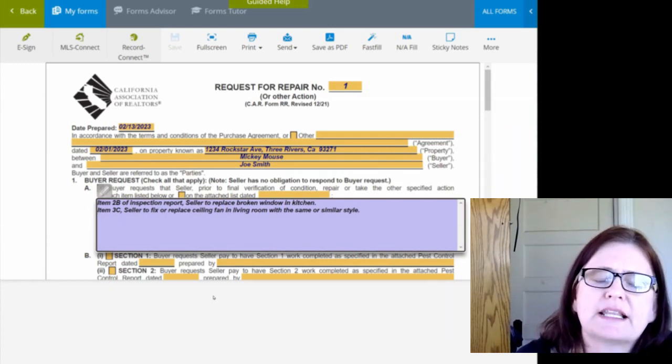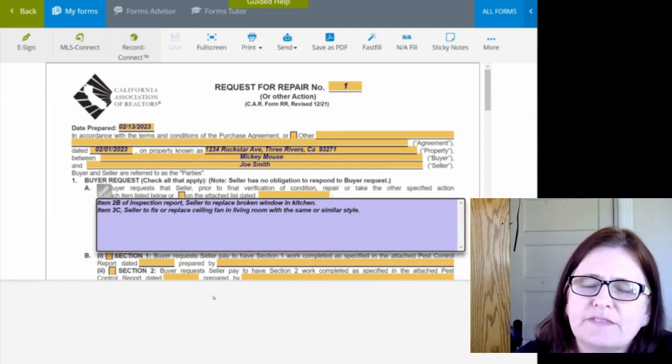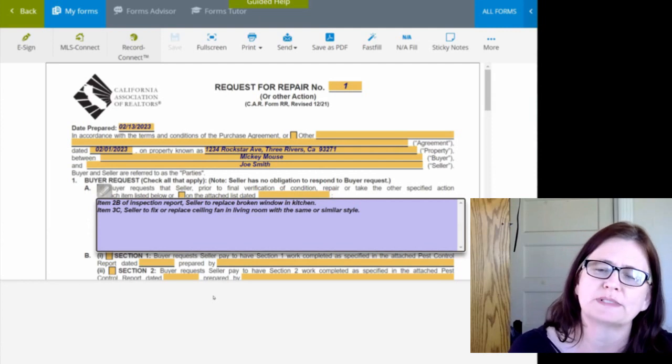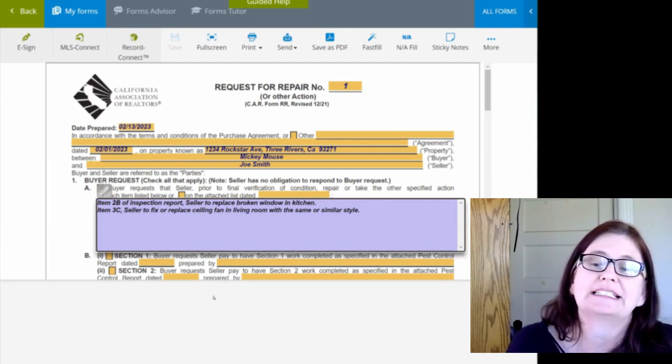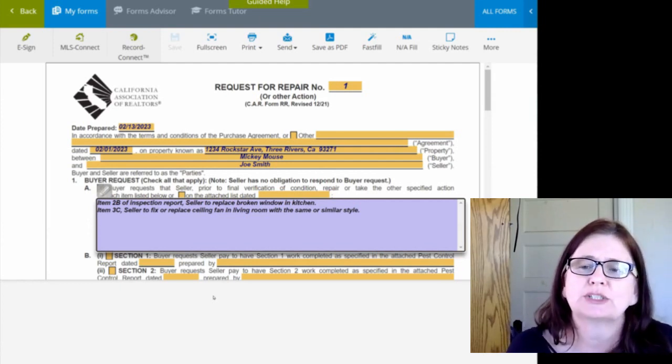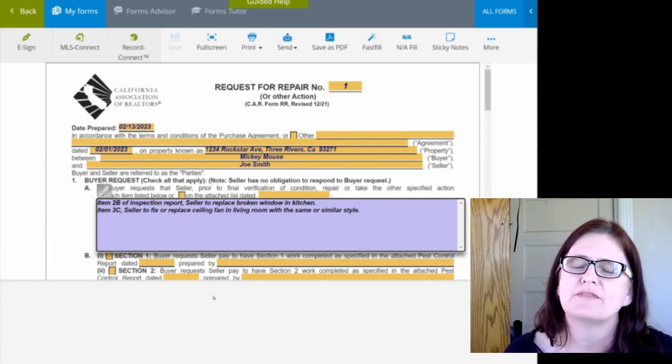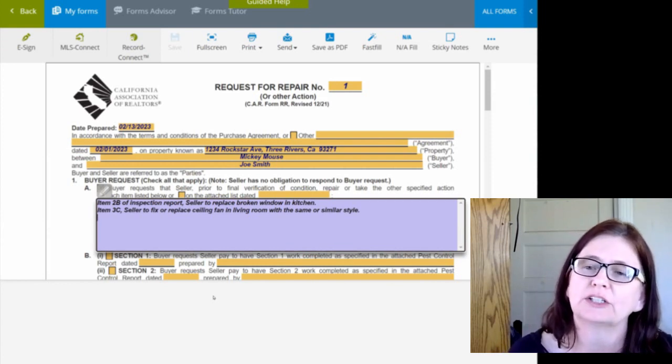So you just want to be very clear when you're putting in requests, being specific about what the buyer wants, and explaining to the buyer that even though we're specific, it still might not be exactly what we wanted. Like if there's a hole in the wall and we ask the seller to patch the hole, we have no control over what that's going to look like, right? Maybe they patch it and they don't paint it.